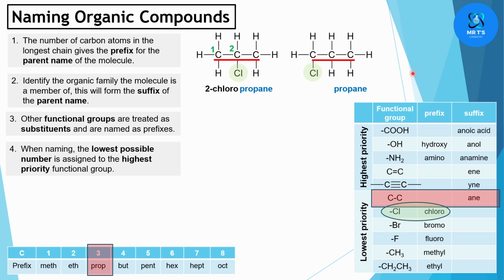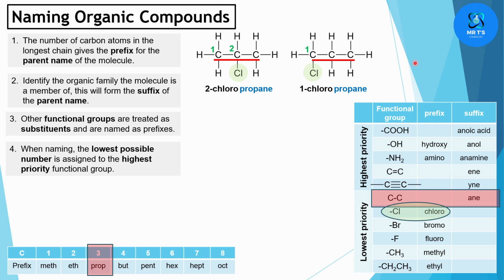Always put a hyphen between the number and the letter, okay? The next one, if we number from the side that's closest to where the chlorine is attached, we only need to number the first carbon. So the chlorine is coming off the first carbon, so this is called 1-chloropropane. Now, because the names are slightly different, one is 2-chloropropane and one is 1-chloropropane, we can distinguish between these two molecules that are similar to each other.